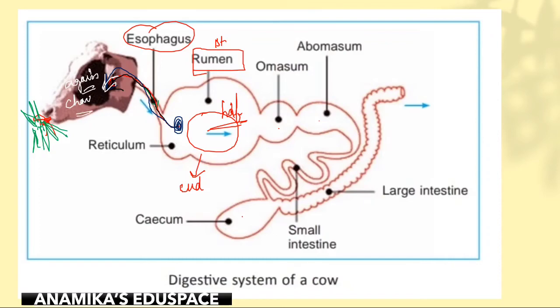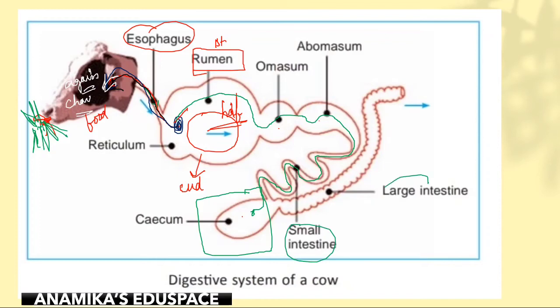So once it is chewing the cud again, this cud again passes into the rumen, omasum, abomasum, and then through the whole food pipe it travels to the small intestine, and then it reaches the cecum. So cecum is this bag-like structure which is present between the small intestine and the large intestine. As you can see, this is the large intestine, this is the small intestine. So where is the cecum present? The cecum is present in between.